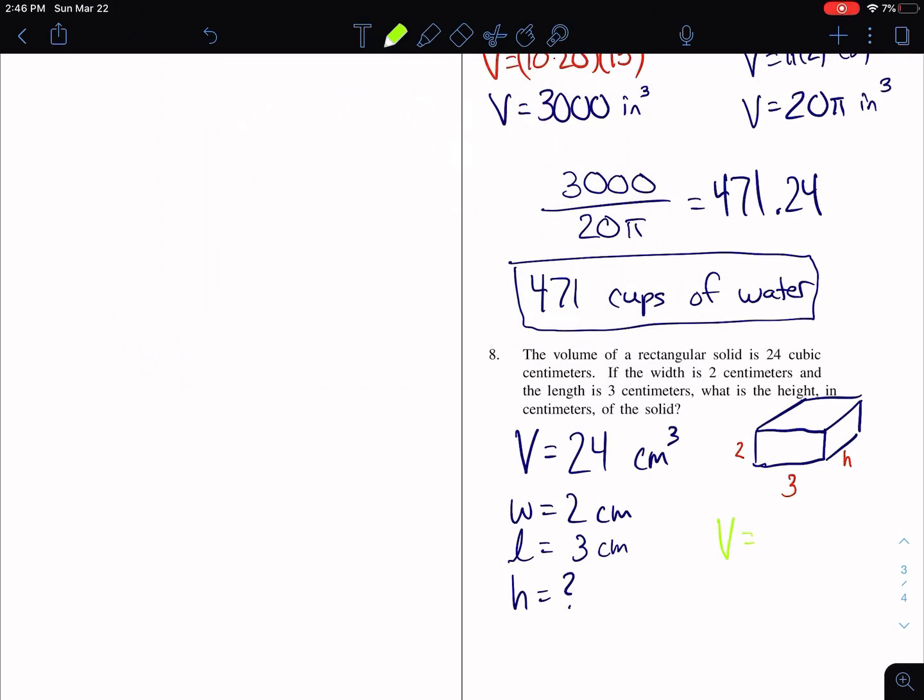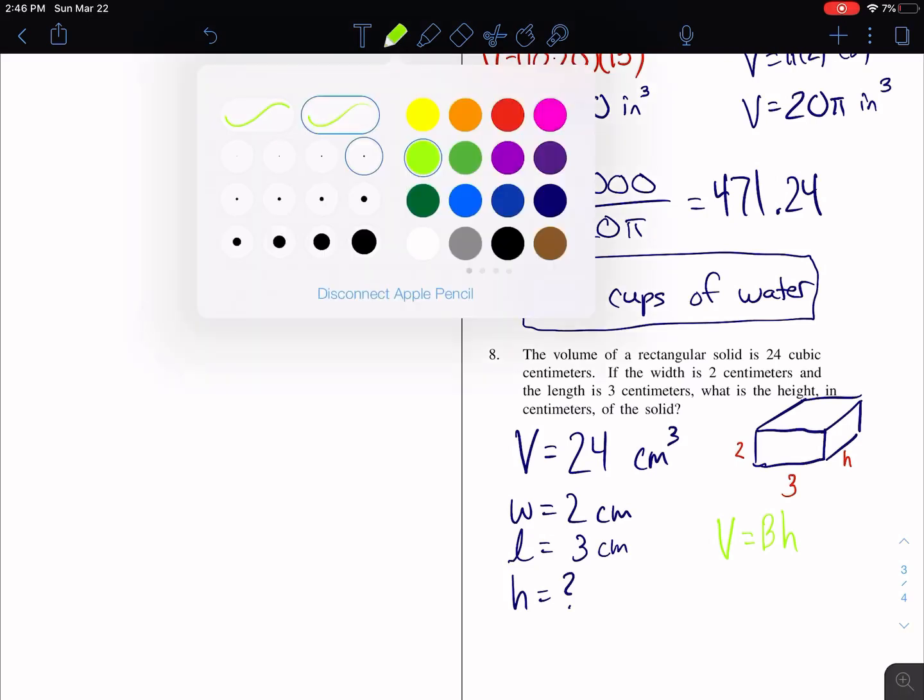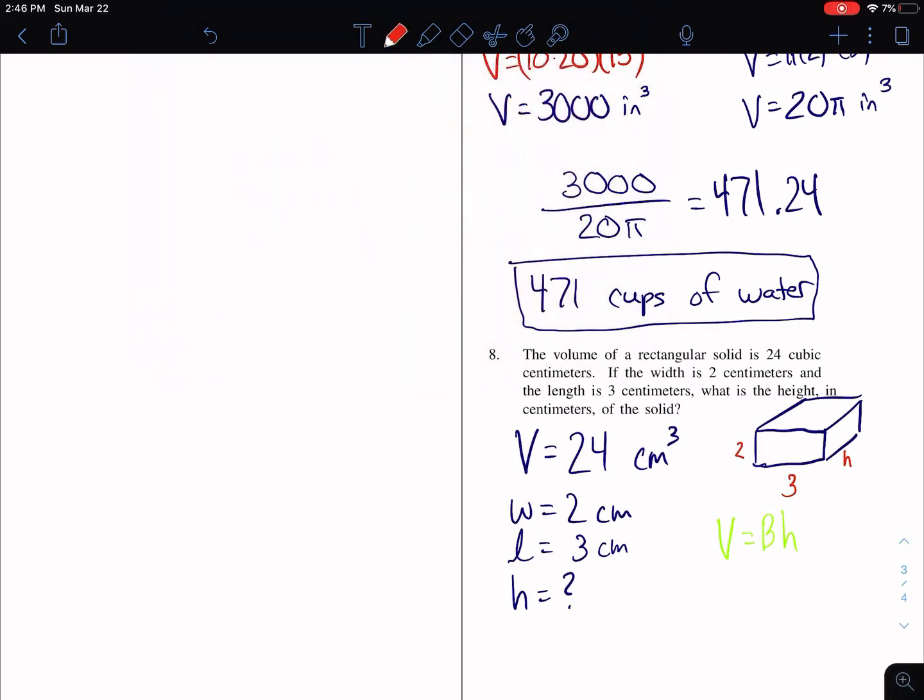So volume is base times height, and I'm not really loving that color, so let's go to something a little bit darker here. The volume, the base, that capital B, is going to be 2 times 3. The height, I don't know, but I know the answer here. They gave me the answer ahead of time.